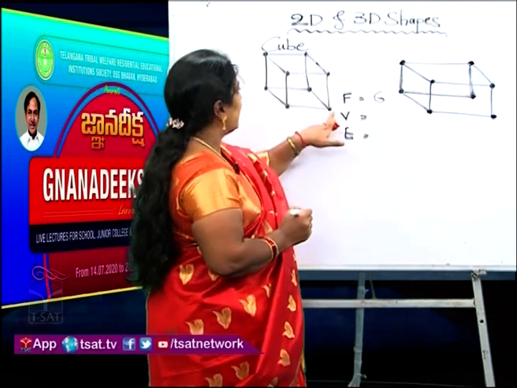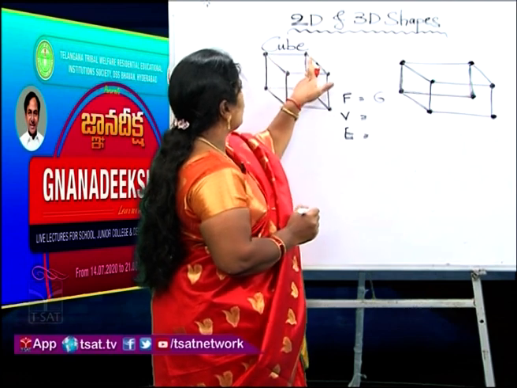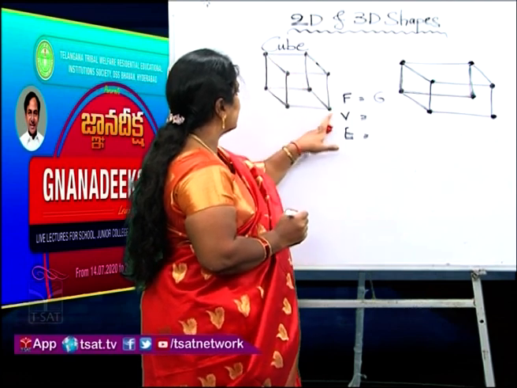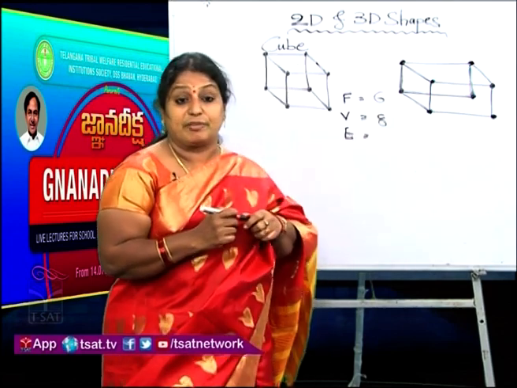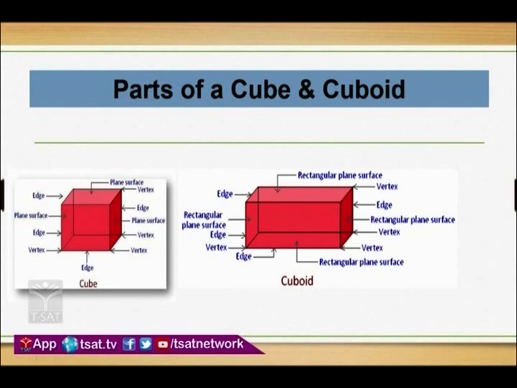So vertices, directly you count the vertices. 1, 2, 3, 4, 5, 6, 7, 8 vertices. And next, if you take the edges, from the picture you see the edges, children. Here you will understand clearly.